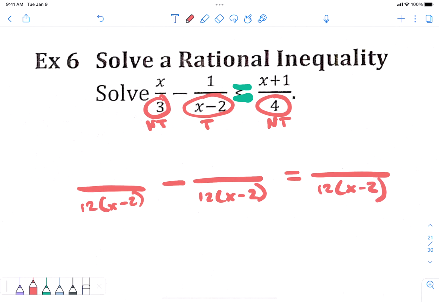Oh, that's a minus sign. Okay, Isaac, try it again. Yeah, I didn't think so. Don't.